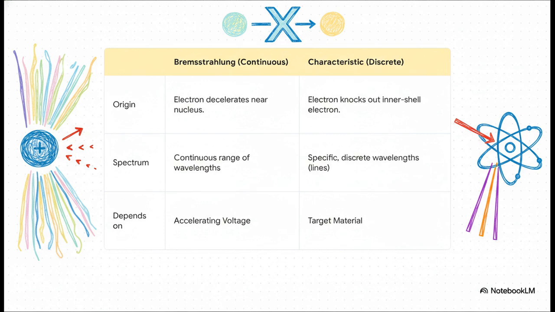The second type is called characteristic radiation. This one's different. It happens when an incoming electron comes in with so much energy that it completely knocks an electron out of one of the inner shells of the target atom. Then, an electron from a higher shell drops down to fill that empty spot, and when it does, it emits an X-ray with a very specific single wavelength.